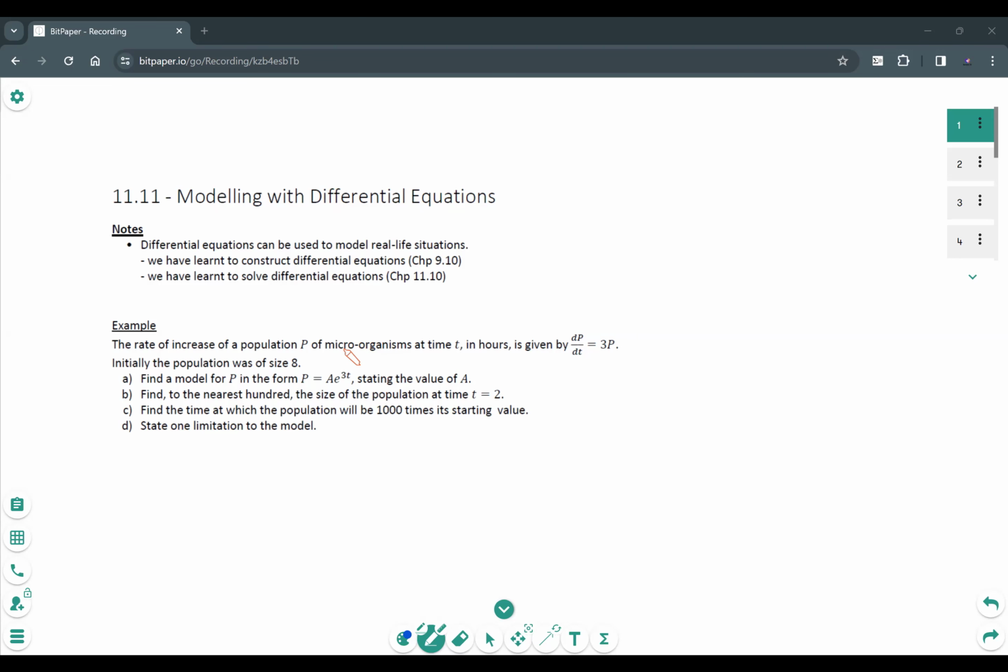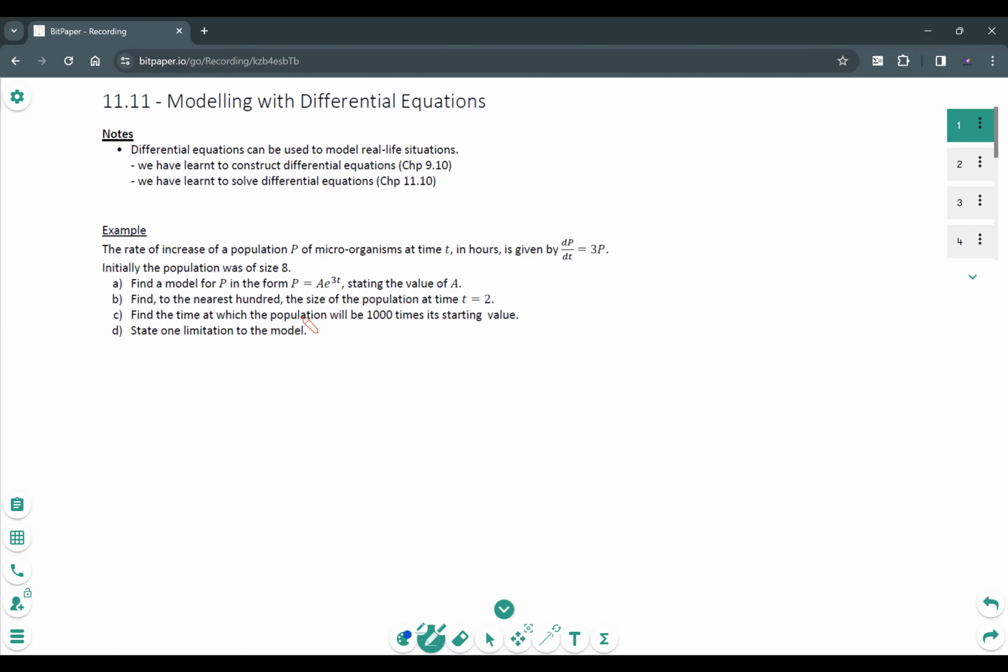Next one. So example: the rate of increase of population P of microorganisms at time t, given in hours, is given by dP by dt equals 3P. So this one, you don't have to construct anything because they gave you it already, okay? Initially, the population was of size 8.